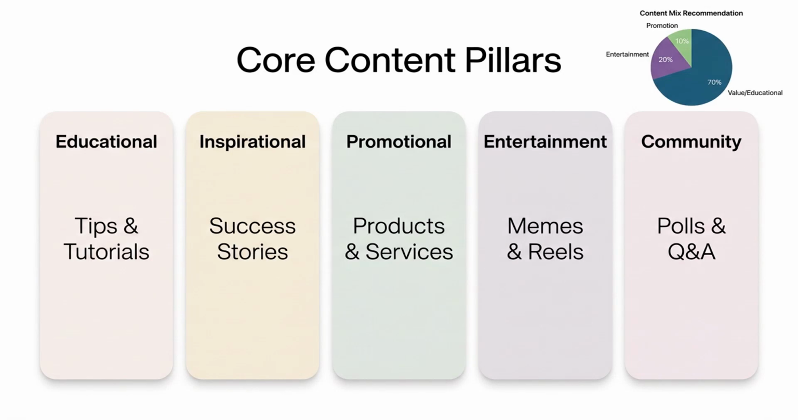Here is the ultimate secret formula to rapid, sustainable growth. Your overall content mix should be heavily skewed toward giving rather than taking. Aim for about 70% pure value in education, 20% entertainment, and strictly limit your promotional pitches to 10%. To gain loyal followers, you must provide undeniable value first.